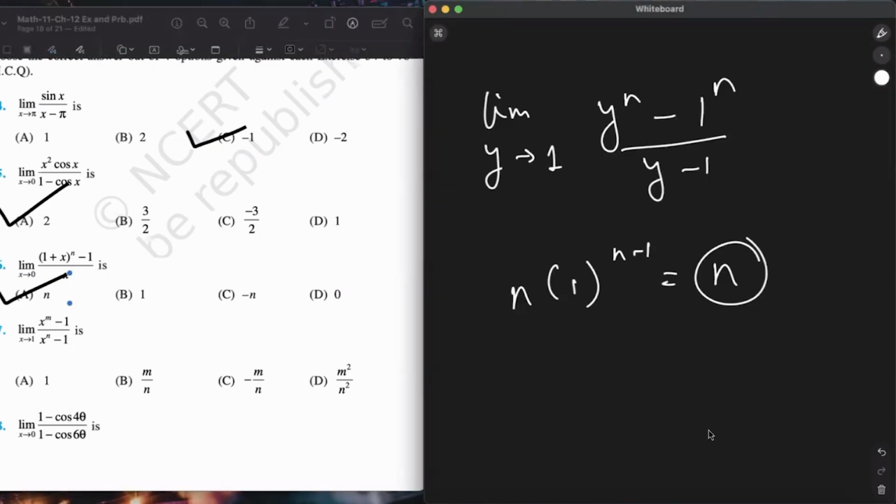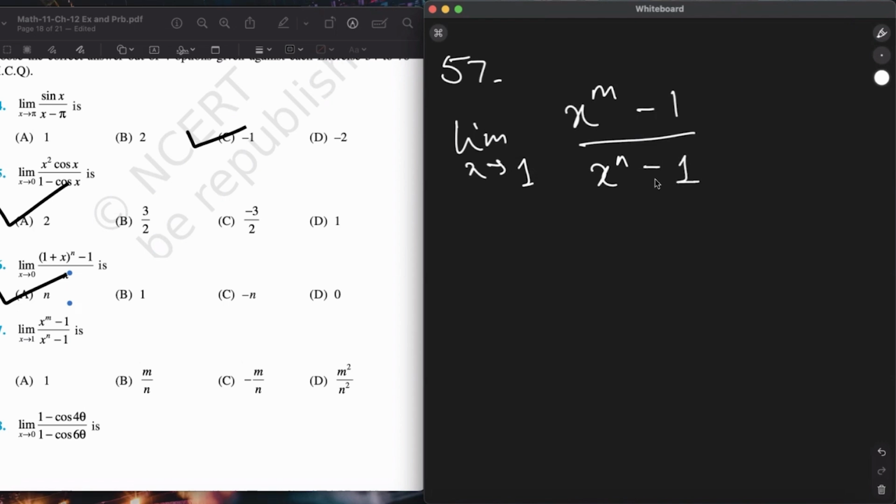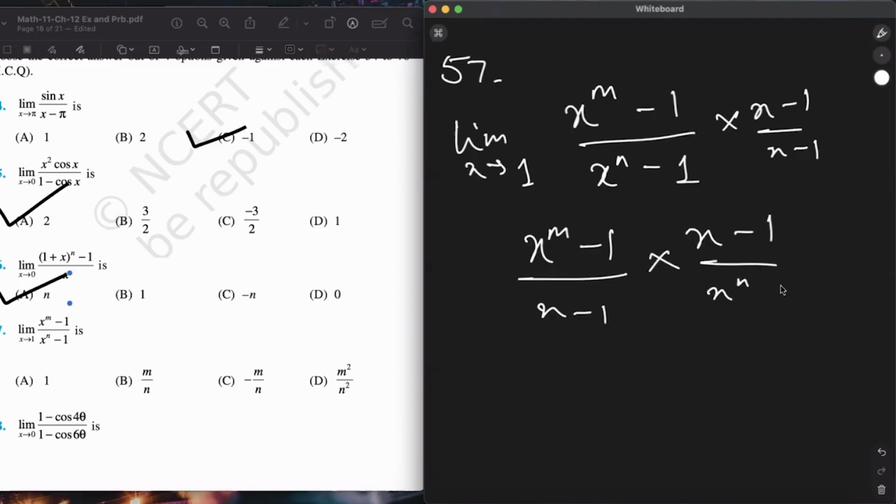Let's move on to the next question, question number 57. In question number 57, we have been given the limit as x tending to 1 of (x to the m minus 1) divided by (x to the n minus 1). What can we do in this? Multiply and divide with this, and then it will take us back to the previous question we just did: (x minus 1) by (x to the n minus 1), and limit for x tends to 1.